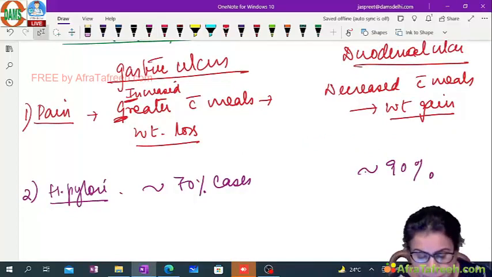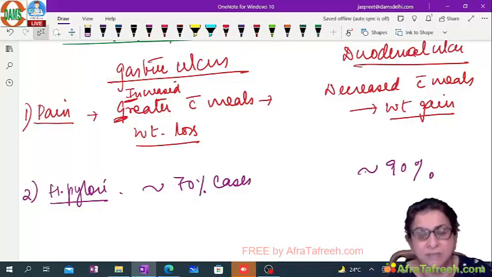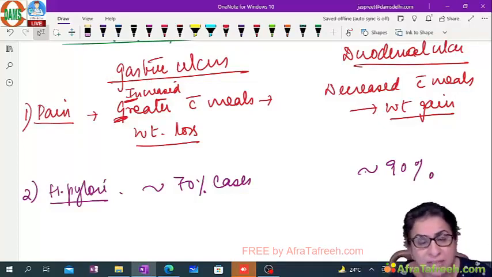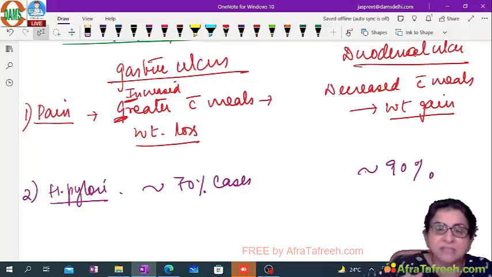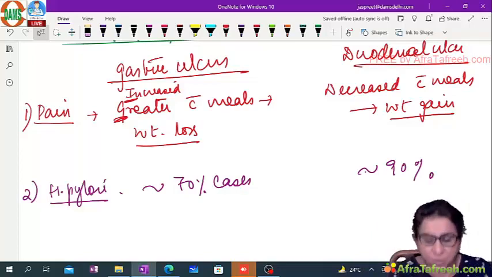Once again, in a patient with gastric ulcer, when they eat their meals, their pain becomes more. So they avoid eating food, and if they eat less, they will lose weight. In case of duodenal ulcer, when they eat food, their pain decreases. Food has a soothing effect, so they tend to eat more and more and hence end up with weight gain.